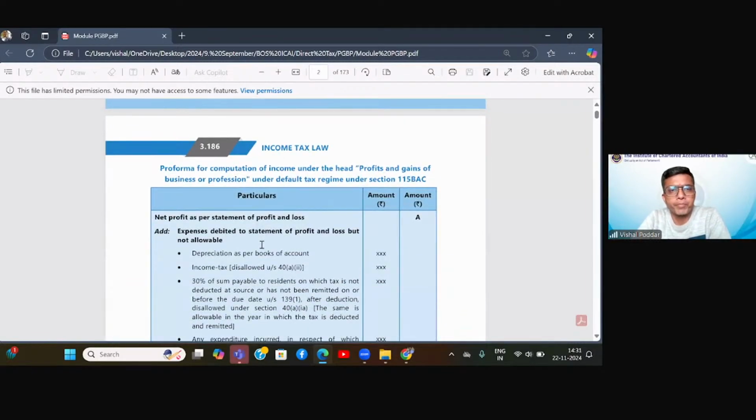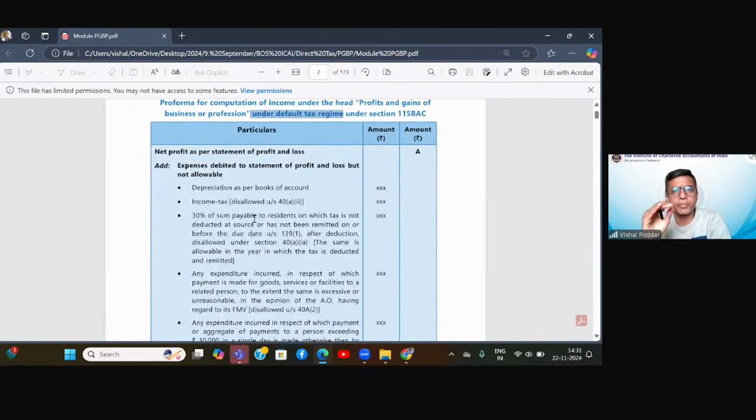So as you can see, firstly, our module gives us the format. Now, what does the module say? Pro forma for computing the income, and they are giving this format under the default regime. So first is the default regime. Now, basically, please remember, the special deductions are what are not allowed in the default regime. The regular deductions are allowed.